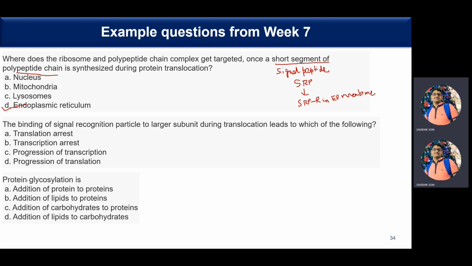Okay, the binding of the signal recognition particle, SRP, to the larger subunit during translocation leads to which of the following? As I have told you, it's a translation arrest, because translation is arrested, and after the SRP binds to the SRP receptor in the ER membrane, then the translation starts again. Protein glycosylation, glycation is always carbohydrate. Correct.